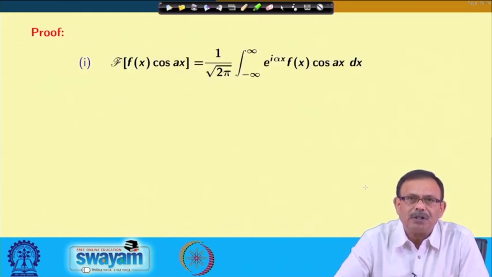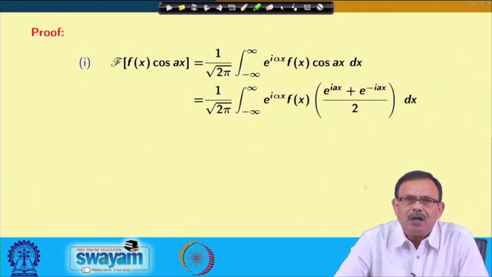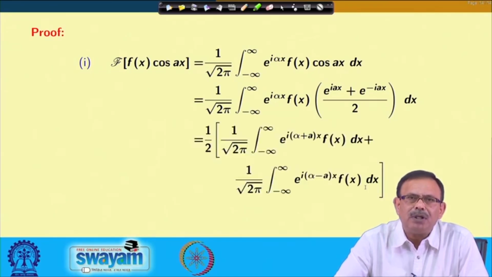So, just quickly let us see the proof of this one. Fourier transform of f cos a x equals, I am writing from the definition. Now, cos a x I am writing in terms of e power, that is e power i a x plus e power minus i a x by 2. This I am breaking into two integrals and combining the e power terms, so that in one integral the integrand is e power i into alpha plus a into x, f x dx. In the other one, it is e power i into alpha minus a into x, f x dx.